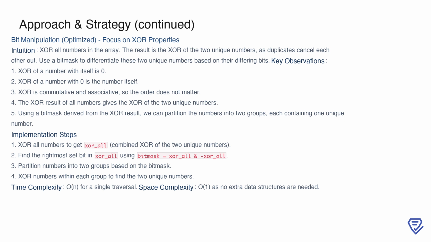Finally, we XOR all the numbers within each group to isolate the two unique numbers. This approach is highly efficient, with a time complexity of O(n) for a single traversal and a space complexity of O(1), since no additional data structures are needed. The use of XOR properties simplifies the solution and makes it both elegant and powerful.